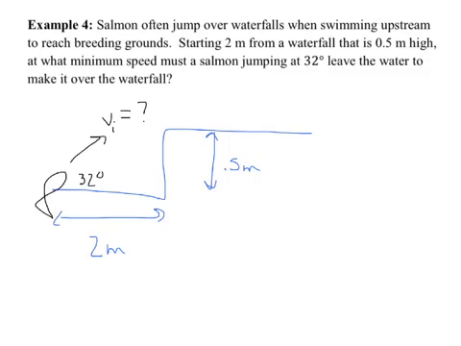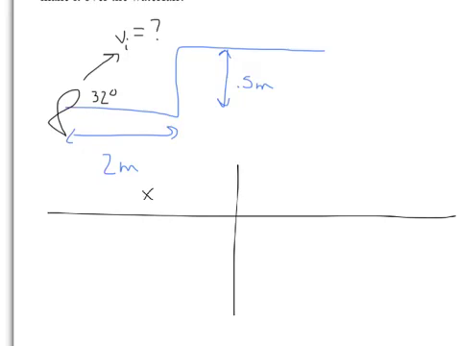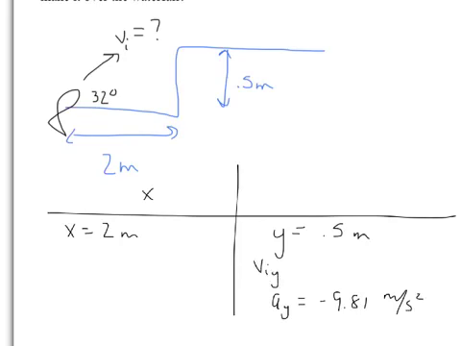So, we have in the x direction what? 2 meters. Good. In the y direction we have? Positive 0.5. He's jumping up. Salmon's jumping up this time. Good. Acceleration in the y we always know. Okay. Now here's the other part that we have to write down, and this is where it gets tricky.